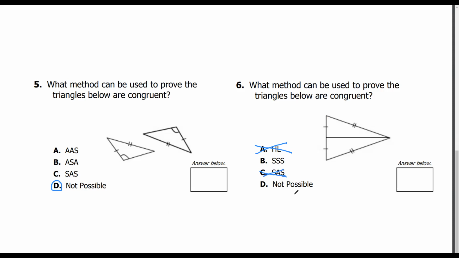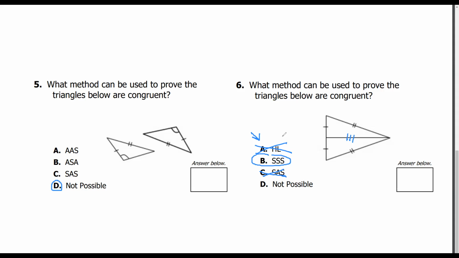So it might just not be possible, but remember, we have a shared side. When two triangles are touching sides, shared sides are congruent to themselves. So this is indeed a third side that we know is congruent, which gives us side, side, side. Most people got this one, but not everyone did, right? It was a little tricky, especially with HL, but you cannot use that one, okay?